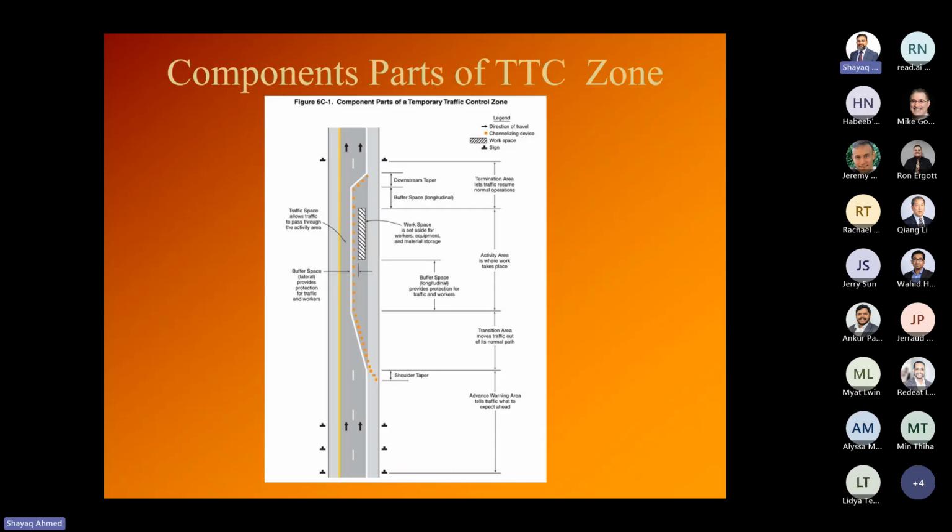The components of traffic control zones: there are four components in the traffic control zones. There are the advanced warning signs, which is the area that you can see here. This area basically tells the traffic what to expect when passing through this work area. Then there is a transition area, which is the second area that you can see on the screen on the right. This area moves the traffic from its normal path and away from the work zone into adjacent lanes.